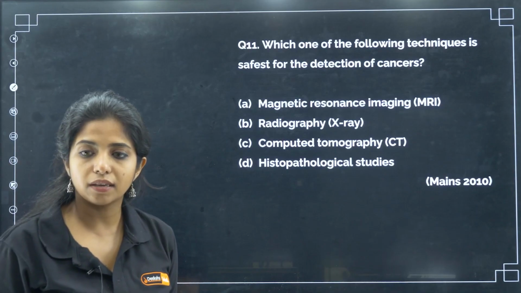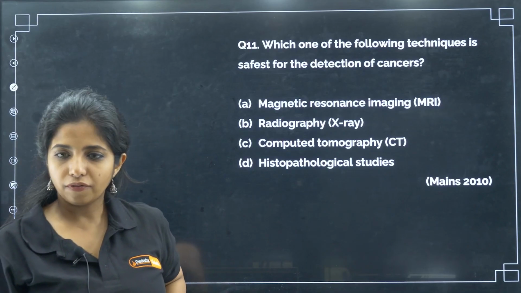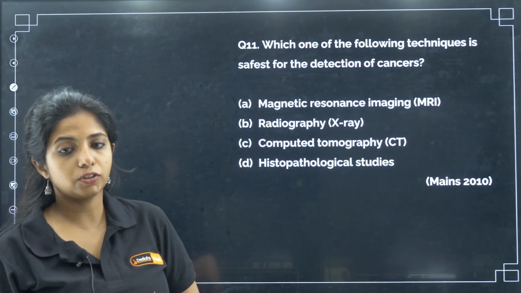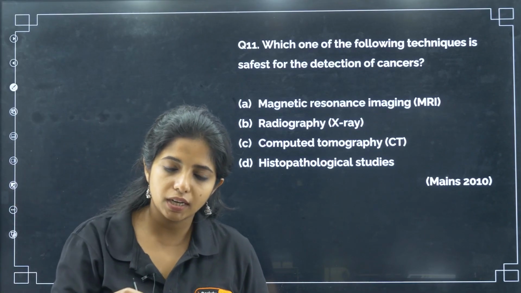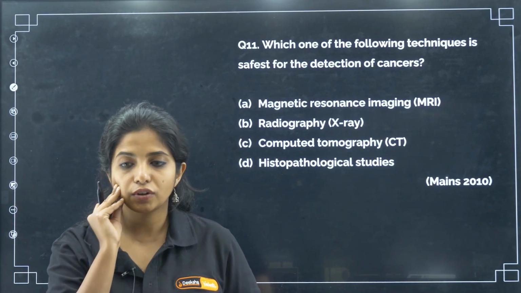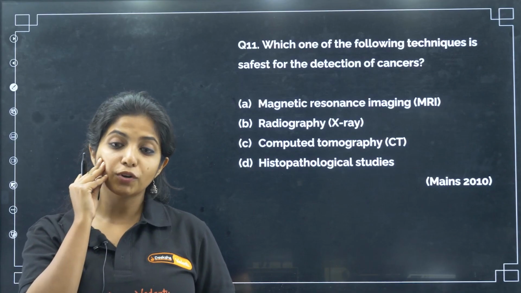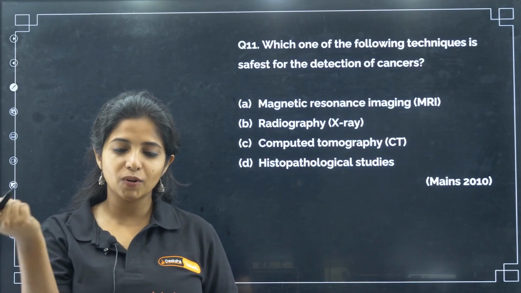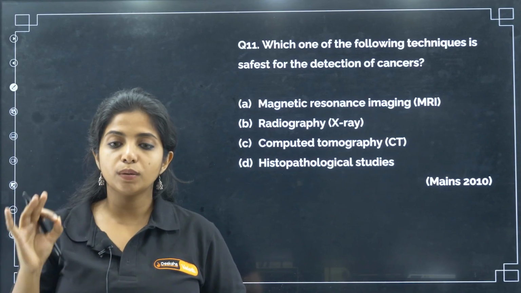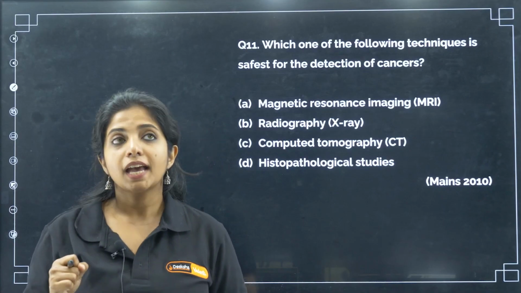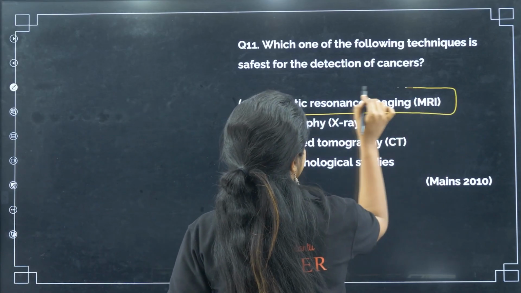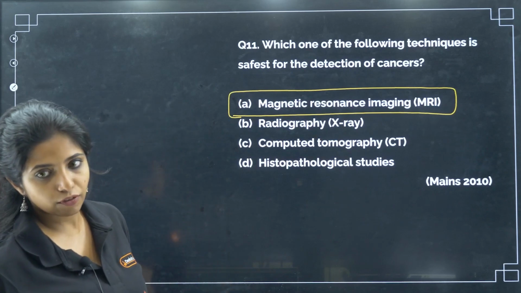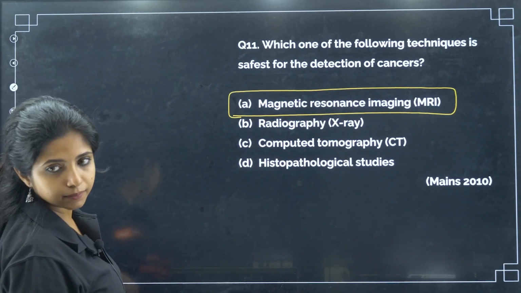Now, which of the following techniques is safest for detection of cancers? Magnetic resonance imaging, radiography, computer tomography, and histopathological studies. Histopathological studies, you have to cut down some portion of the part and then study it. Radiography, you're going to use ionizing radiation. Computer tomography also, you're going to use X-rays, that is ionizing radiation. Magnetic resonance imaging, you're just going to use magnetic field, non-ionizing radiation, which is comparatively safer. My dear children, so your answer would be A.